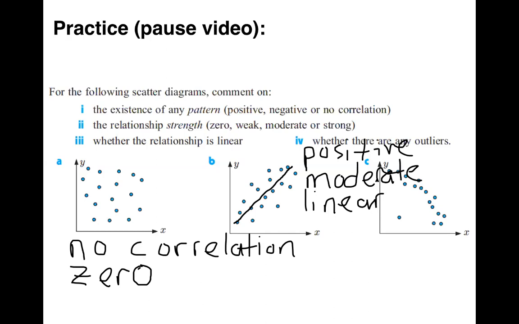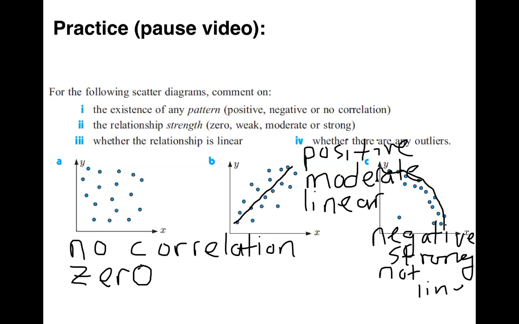So no outliers. And finally, this last scatter plot, it looks like there is a negative correlation because the points trend downward as x increases, y decreases. This looks like a strong correlation. The points all seem to follow and be pretty close to not a line, but some kind of curve. So this curve is definitely not a line, so we would say that this is not linear. And there does seem to be one outlier.